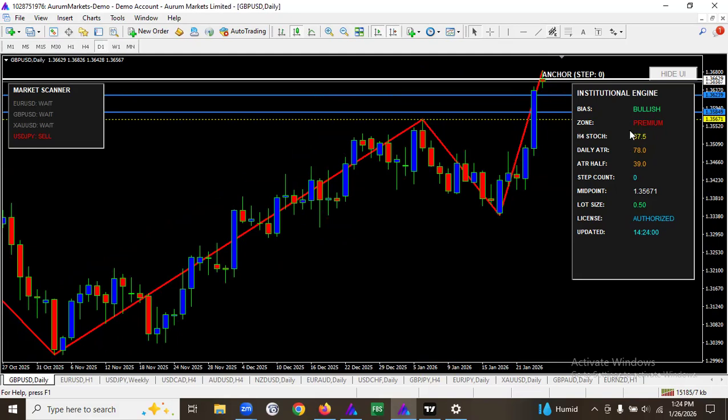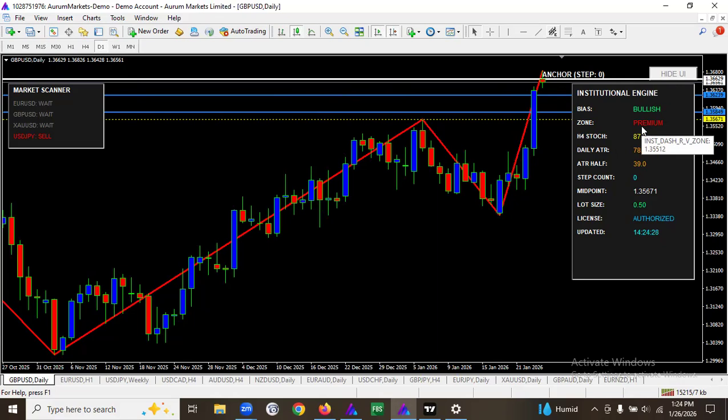Now on our dashboard, the signal generated for GBP USD, you can see the bias is bullish and price is at premium. And at premium level, we do not buy. Once price is at premium, you should be looking for opportunity to sell.